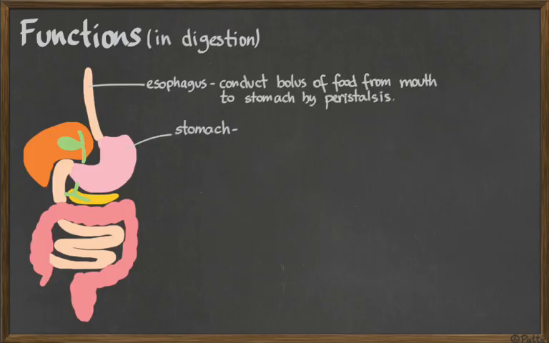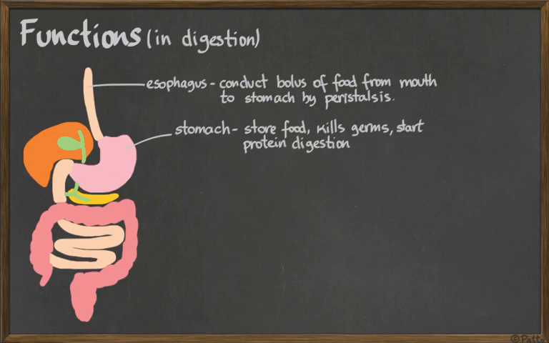Okay, stomach. It stores food, it kills germs and pathogens, it starts protein digestion with pepsin, and it produces hydrochloric acid, so it makes the environment very acidic. It produces pepsin, which is one enzyme. So the stomach is a gland, but it's also part of the digestive tract that stores and processes food.